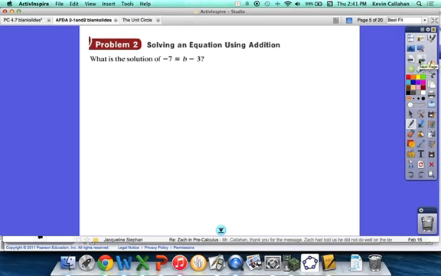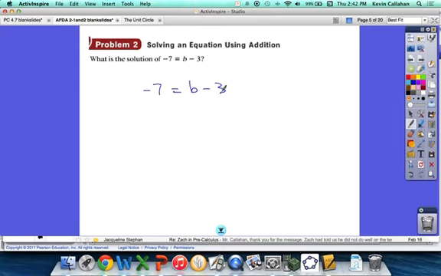But this is just the basics, right? What is the solution of -7 equals b minus 3? We are trying to isolate the b, right? There's the b. Let me write it down here. -7 equals b minus 3. The b is not isolated. It's not alone on that side of the equal sign. So the first question you have to ask is, what is with the b?